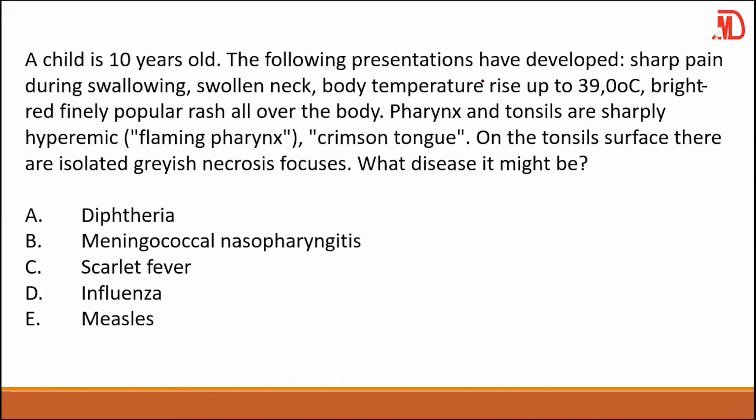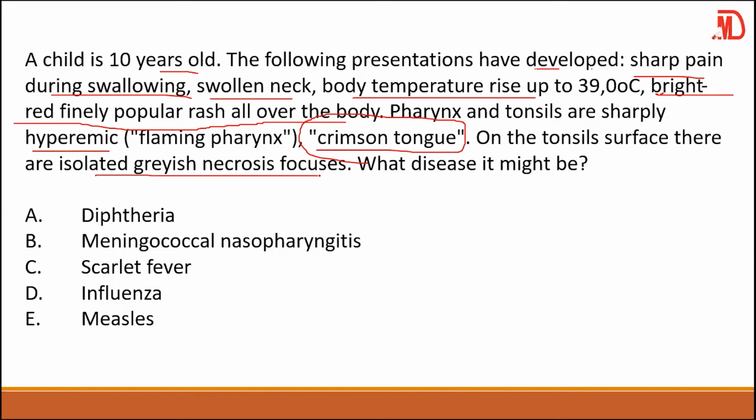A child is 10 years old. The following presentation has developed. There's a sharp pain during swallowing, swollen neck, body temperature up to 39. Guys, look at this. There's a bright red, finely papular rash all over the body. Pharynx and the tonsils are sharply hyperemic. Crimson tongue. On the tonsil surface, there are isolated grayish necrosis foci.